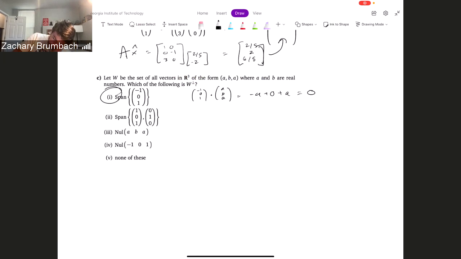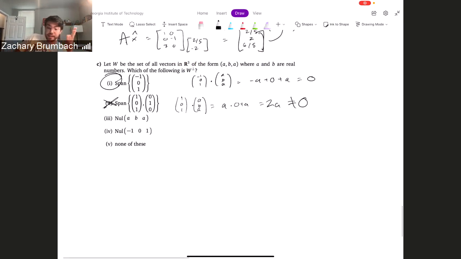For number 2, we have to check 2 cases. We have to check the first one, 1, 0, 1, and then we'll check the second case after, if we need to. So this is A plus 0 plus A, which is equal to 2A, which is definitely not 0. So that is not the case. Yes, if A is 0, then it's 0, but it's a lot less interesting when we talk about 0 vectors being dotted with stuff because it's just the 0 vector.